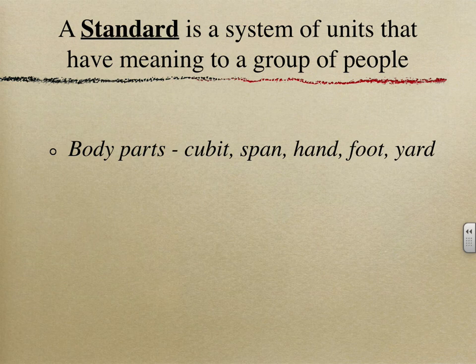The cubit is the distance from here to here. How many people have a cubit? You have 2 of them. What's a span? Span is when you pretend you're a surfer dude. And it's from the tip of here to the tip of here, so that's a span. A hand is the distance across your hand. So if you measure up something like this, you're measuring in hands.